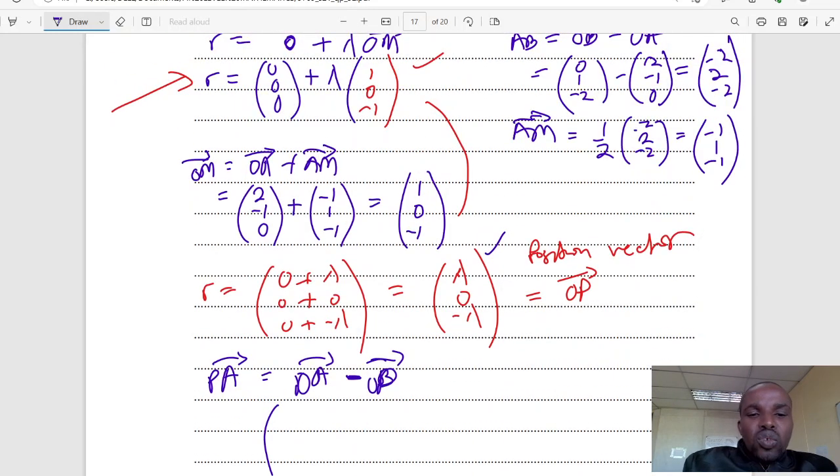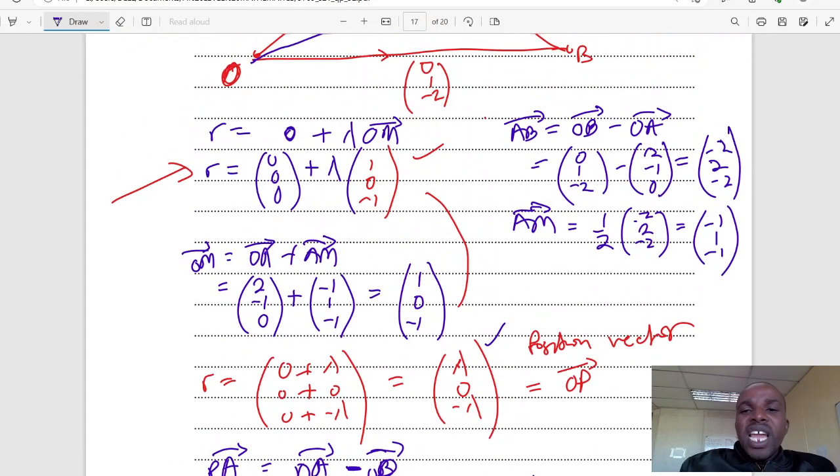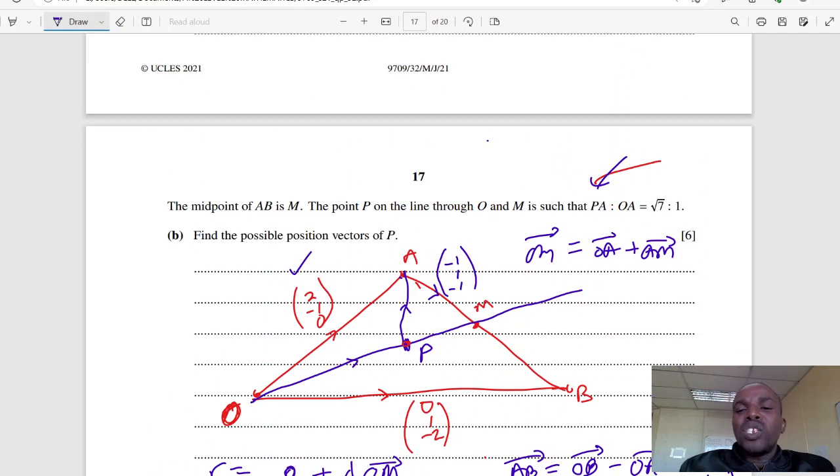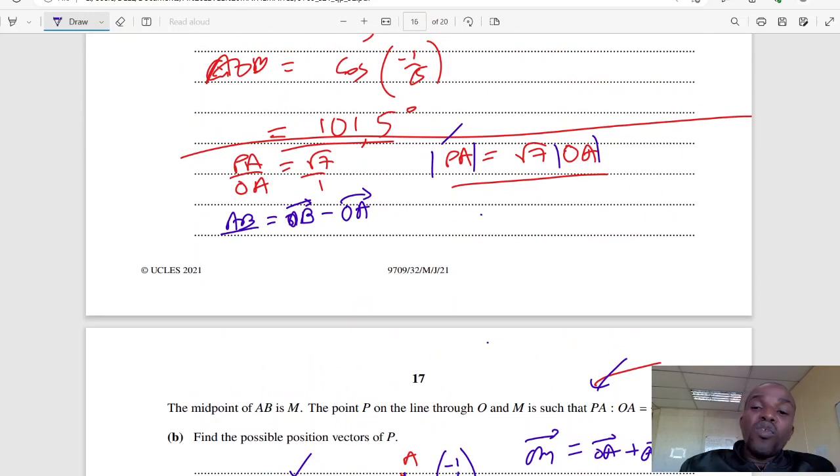So what is my OA here? OA is minus 2, 2 minus 1, 0. Then minus OP, which is lambda, 0 minus lambda. If you simplify these two items, what do we get? 2 minus lambda, then minus 1, then lambda. So this one is actually PA, right? But I'm being told here that PA is equal to root 7 of OA.